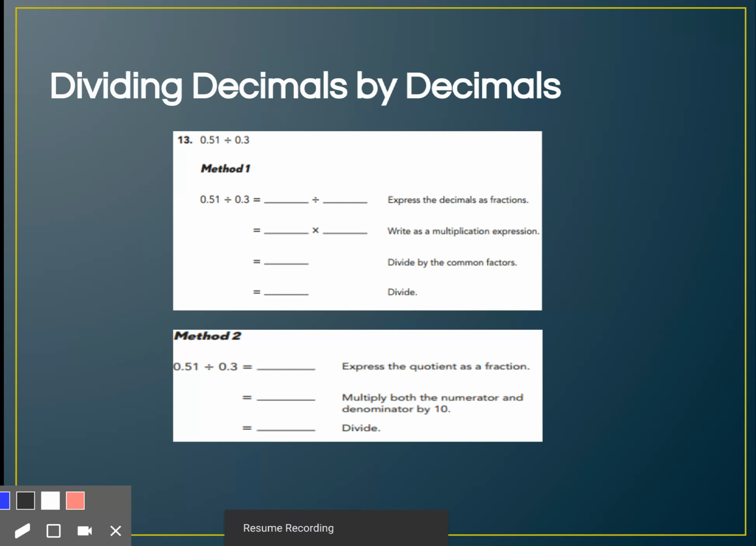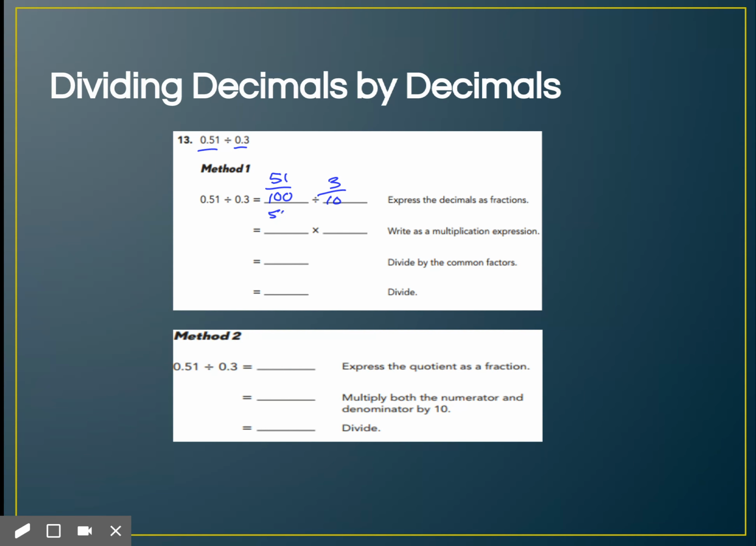Okay, many times you're going to see problems where you're not dividing by the same number of spaces. So you have 0.51 divided by 0.3. So in this case, that's 51 hundredths divided by 3 tenths. Okay, and that's totally okay. We can do the fraction way here, no problem.